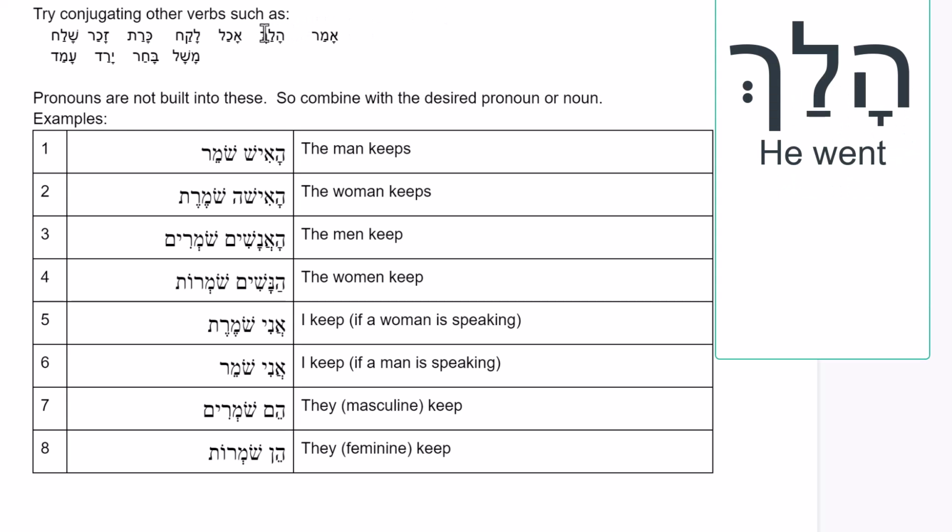Okay, the next one is halak. Once again, we have the guttural there. Actually, kaf is not a guttural in Hebrew, even though we sound it like a guttural. Remember, the gutturals are hey, chet, ayin, and aleph, the four gutturals. So halach becomes holech, holechet, holchim, and holchot. You say them slowly.